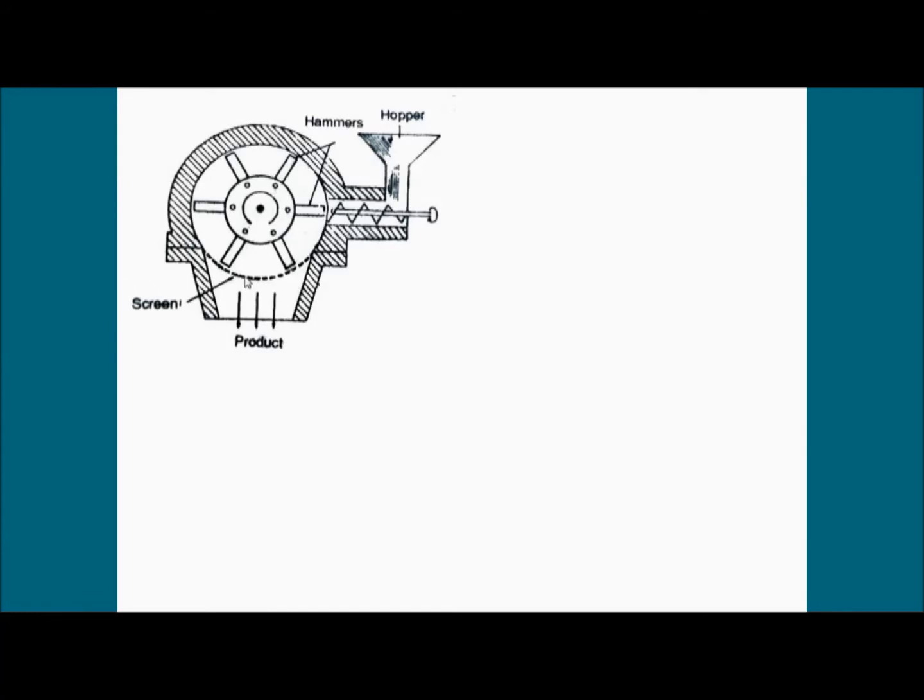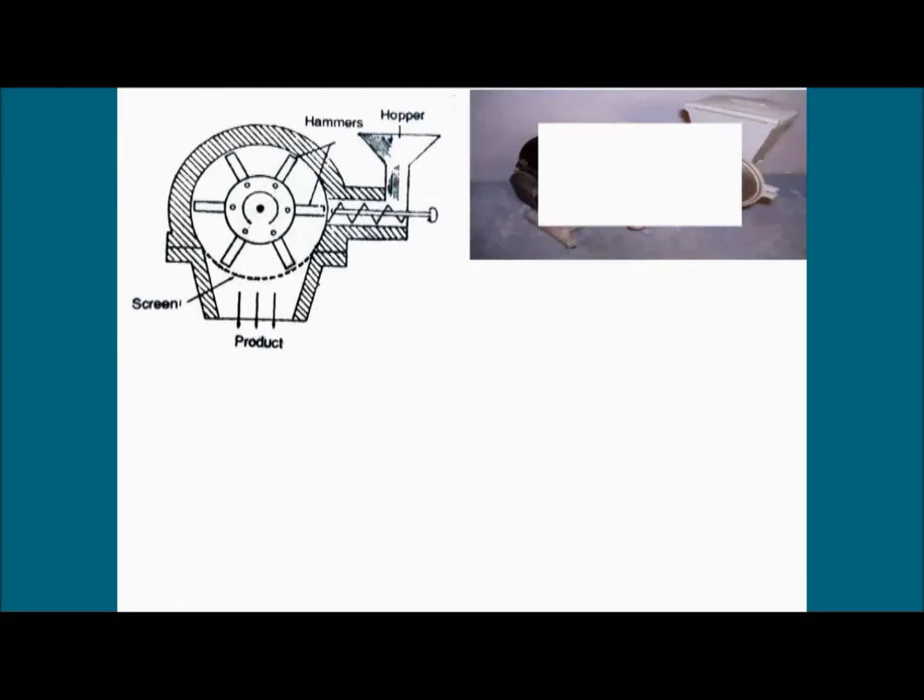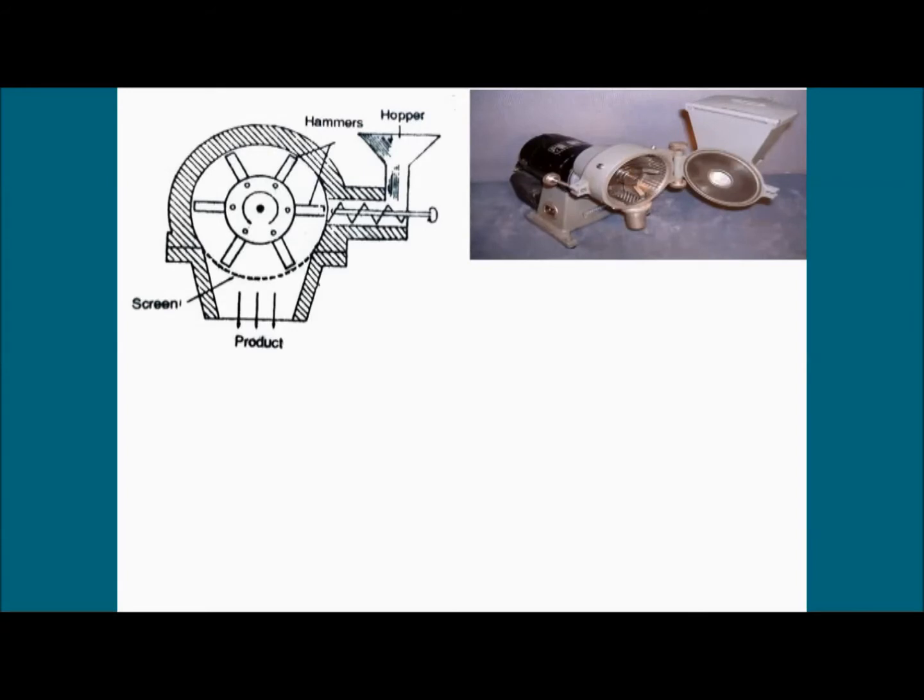So this is a screen. Once after the process of size reduction, the powder is going to come to this chamber via this screen. There is a sieve here, so the product is collected here. These are the hammers. This is the central axis, or the central shaft, and this is the hopper from which the feed is introduced in the hammer mill. These are the hanging hammers. So that is how it looks.